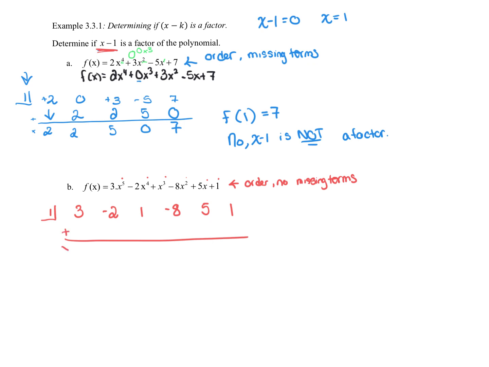Above the line we add, below the line we multiply, drop the 3 down to start. 1 times 3 is 3. Negative 2 plus 3 is 1. 1 times 1 is 1. 1 plus 1 is 2. 1 times 2 is 2. Negative 8 plus 2 is negative 6. 1 times negative 6 is negative 6. 5 plus negative 6 is negative 1. 1 times negative 1 is negative 1. Remainder of 0. So f of 1 equals 0. That means that yes, x minus 1 is a factor.